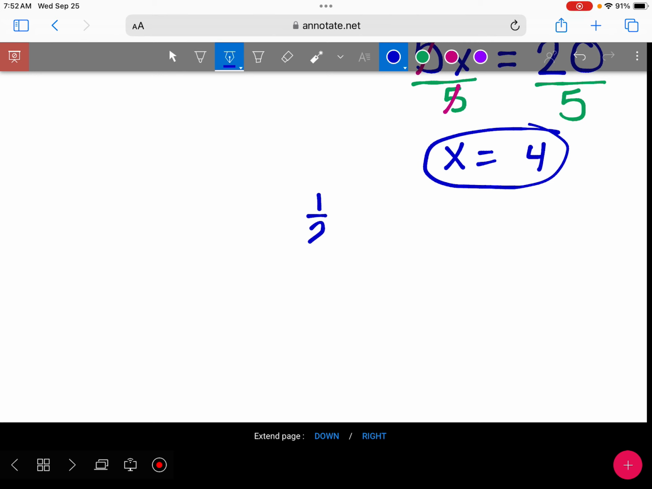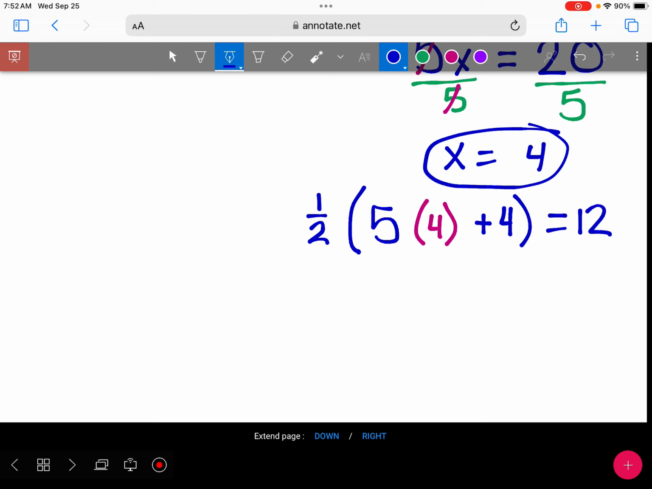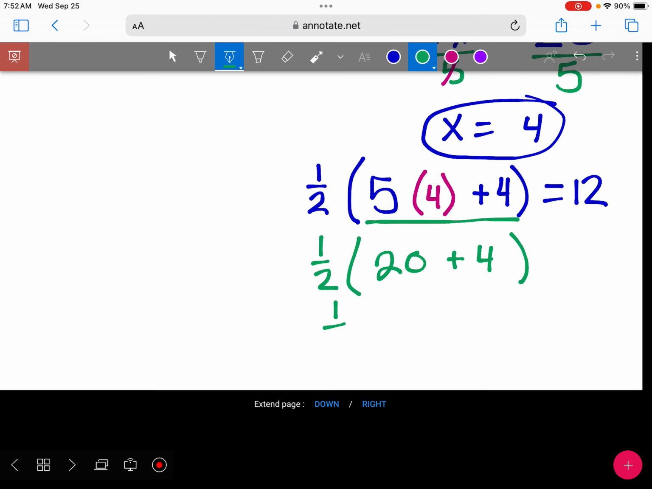So I'm going to take my original equation, my 1/2 times the quantity 5 times my x, which was 4, plus 4 equals 12. And we're going to simplify. Now we're not crossing equal signs. We're simplifying inside the parentheses first. So when we simplify inside our parentheses, what are we going to get? What is 5 times 4? 20. What is 20 plus 4? So we have 1/2 times 24. What is 1/2 times 24?